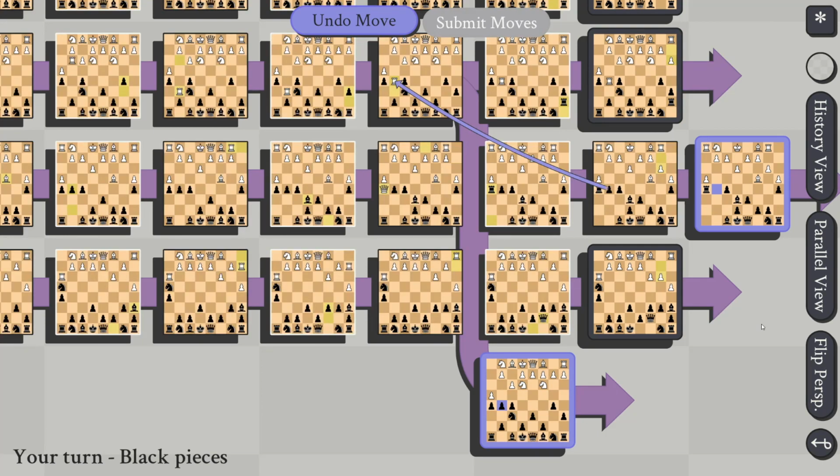Another important thing to talk about when discussing interacting between timelines is that not all timelines are necessarily active. Timelines with a purple arrow are active timelines.